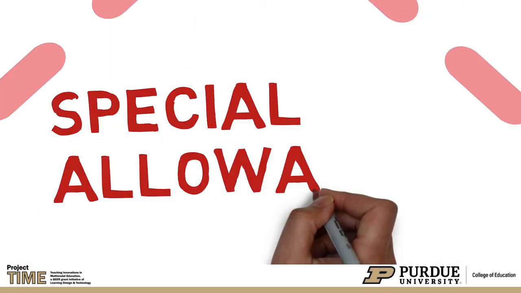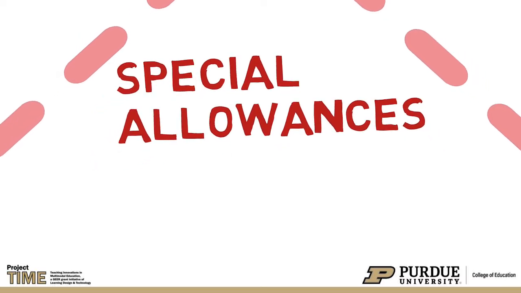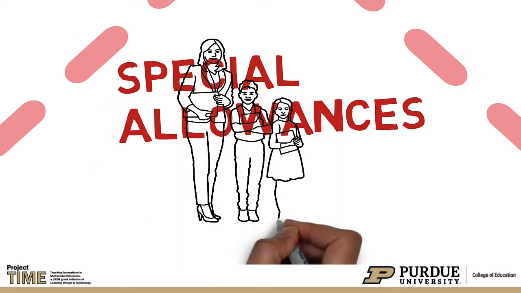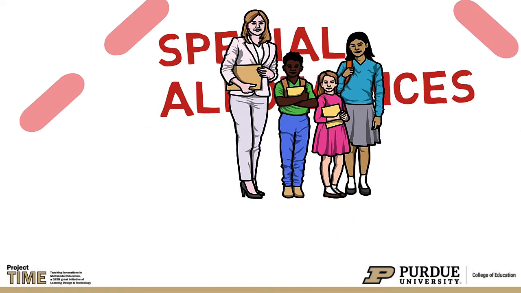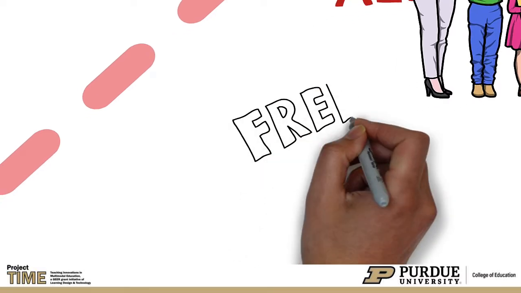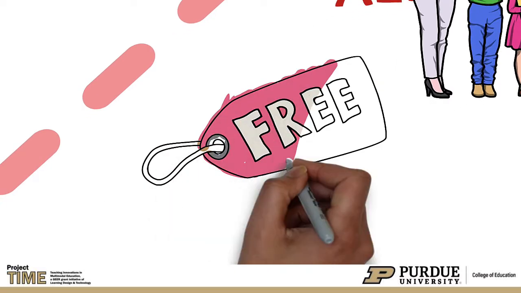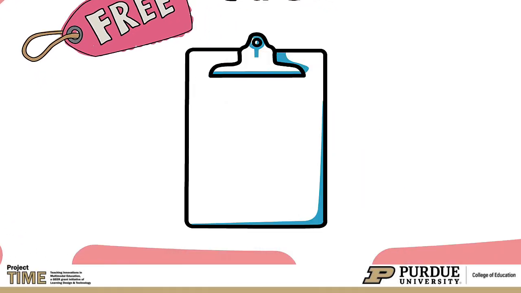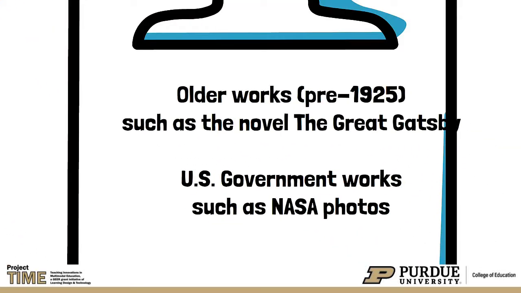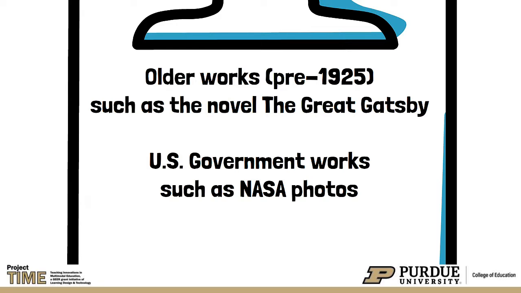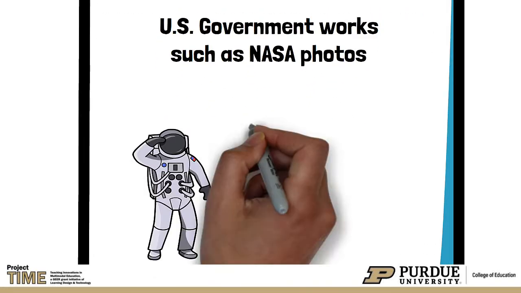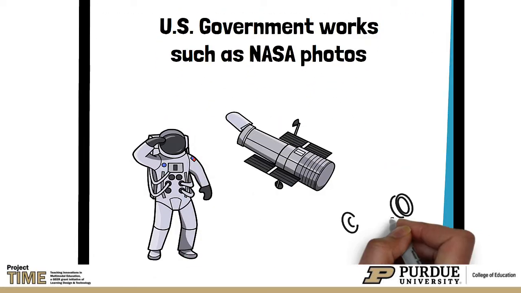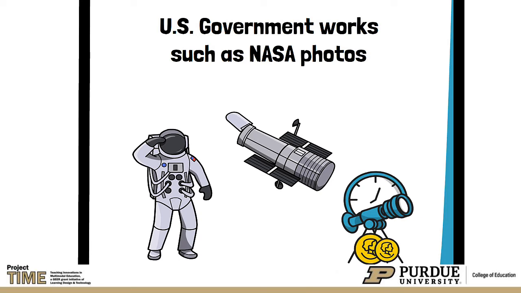Copyright law protects the rights of authors, but it also has special allowances or exceptions that can benefit educators. One important exception is materials in the public domain, which are free to use. Copyright protections have expired on materials created prior to 1925, such as the novel The Great Gatsby. Works produced by the U.S. government are also in the public domain, so you may use NASA Hubble telescope photos without permission.